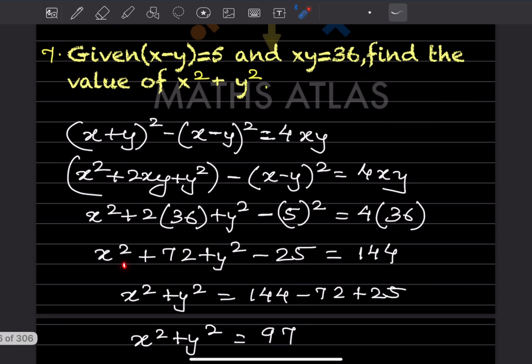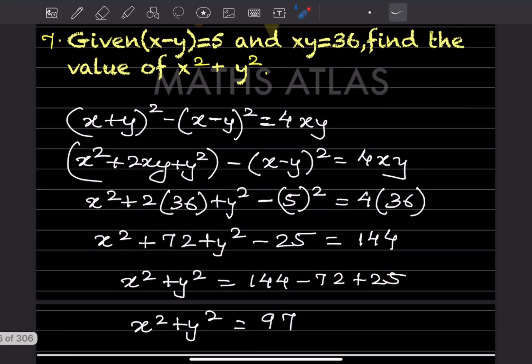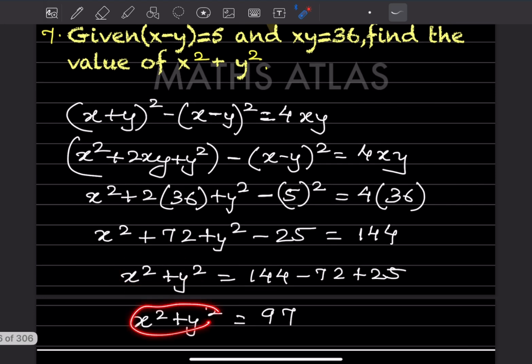So what are you going to write here? x square and this y square, we take it together because we want x square plus y square. This 144 is already on the right hand side, so it stays the same. This will go to the other side, so plus 72 will be minus 72 and minus 25 is going to be plus 25. Or you can do it in one step: solve this separately on the left side and then move to the next step. So here will be x square plus y square, and when you solve this one you get 97. That is what they asked.